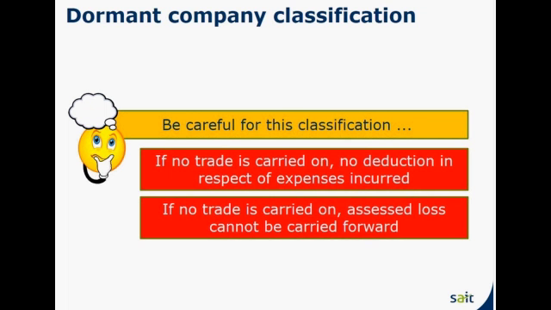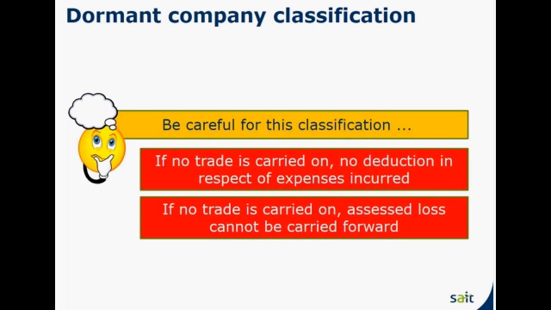Important to remember, if you've got a company that's classified as a dormant company, you're able to carry forward any assessed losses. So for a dormant company, in the year that the company doesn't carry on any trade, the assessed loss would be forfeited.